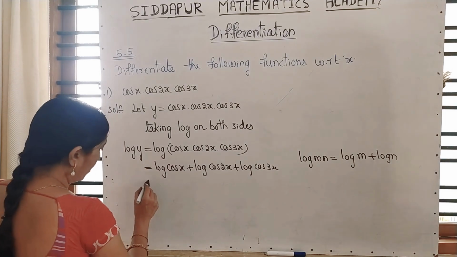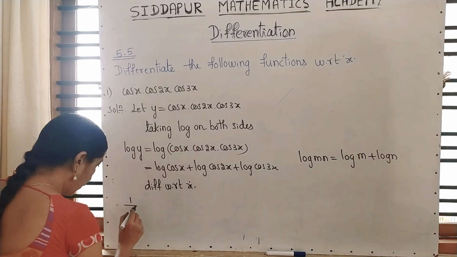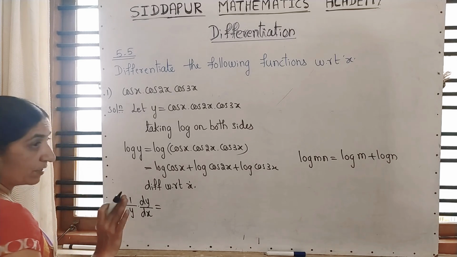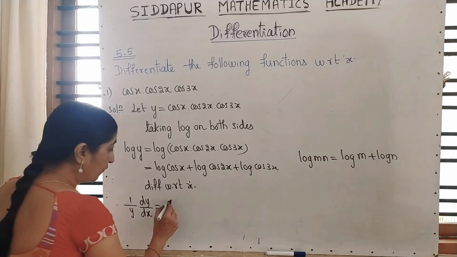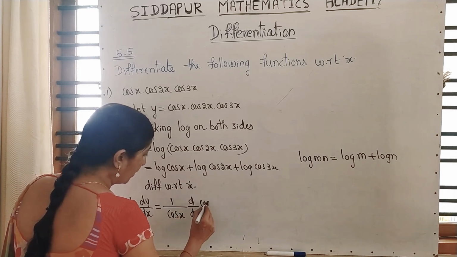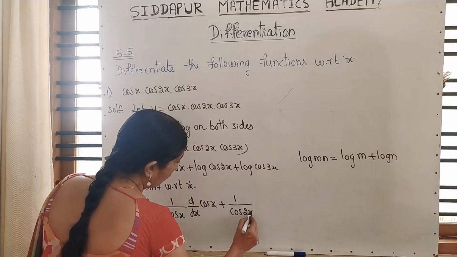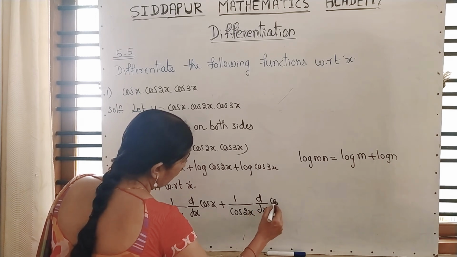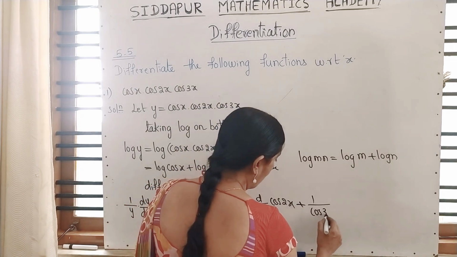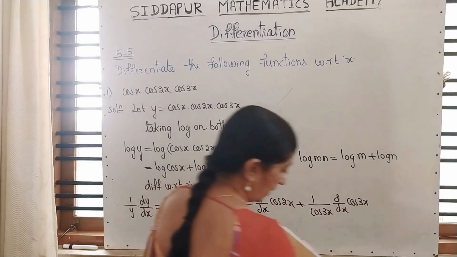Now differentiate. Now the differentiation is very simple. Differentiating with respect to x. Differentiation of log y is 1 by y into dy upon dx. You are familiar with the differentiation of implicit function. Differentiation of log cos x is 1 by cos x into differentiation of cos x plus log cos 2x is 1 by cos 2x into differentiation of cos 2x. Log cos 3x is 1 upon cos 3x into differentiation of cos 3x. Correct?